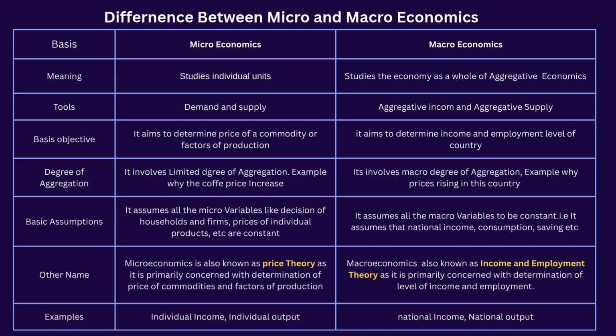And the other name: microeconomics is also known as price theory. Macroeconomics is known as income and employment theory. The example for micro is individual income and individual output; here it is national income and national output. So till now you have gone through all the concepts, right? Just five points you understand, you differentiate them, and you write them in your exam paper. It's very easy.